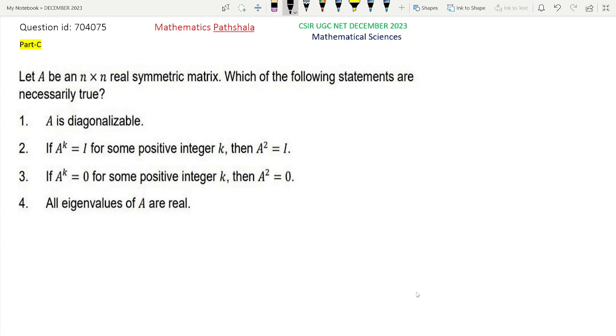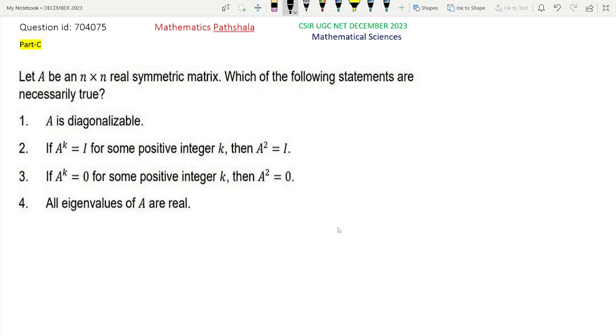This is a problem of CSIR NET December 2023 Mathematical Sciences. The question ID is 704075. This is a problem of linear algebra part C. So first we read the question.